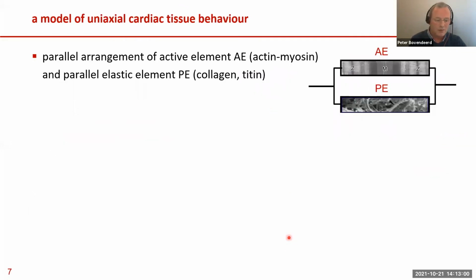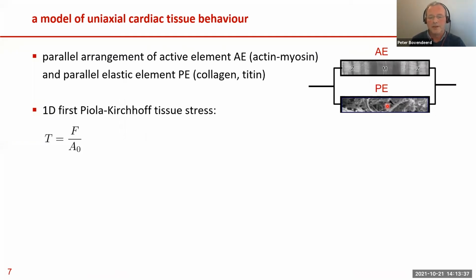So if we now want to convert this information into a model, at first we use a uniaxial model, so that's quite straightforward, I would say. And we tend to model the tissue as a parallel arrangement of an active element and a passive element. So the active element would represent the interaction of actin and myosin in the sarcomeres, so the active stress development. And the passive element more models the effect of the collagen that connects the cells, and also the titin that gives passive properties within the cell.